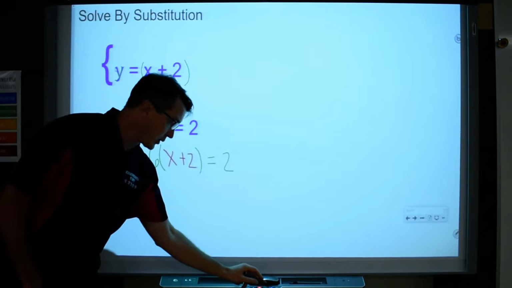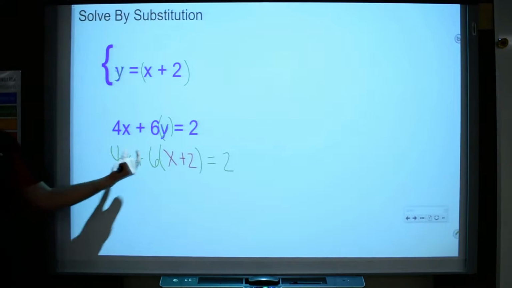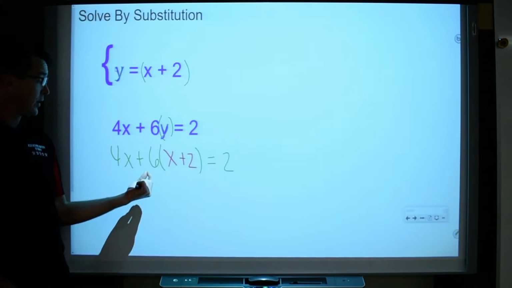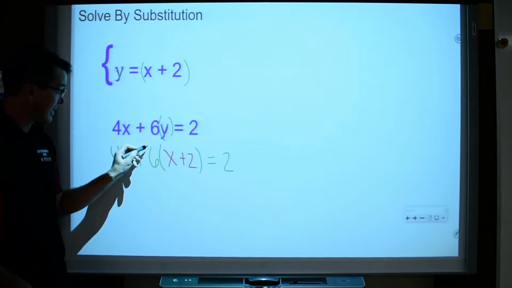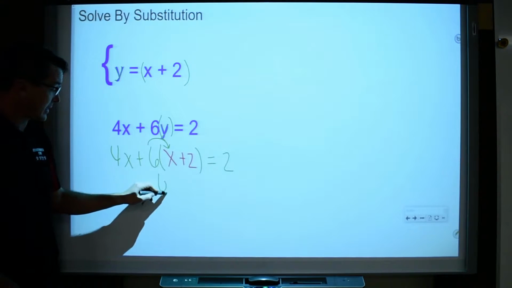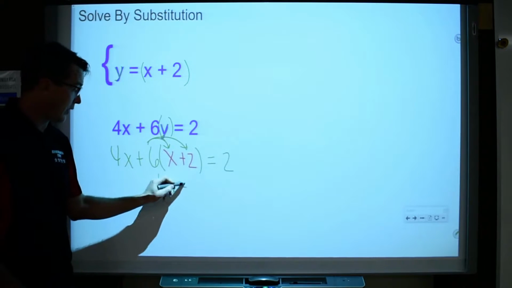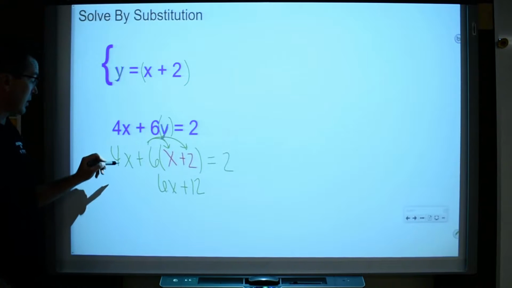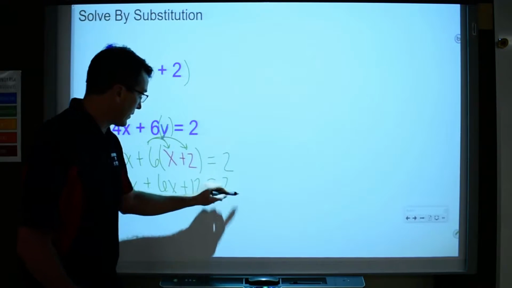And this is where kids really struggle because they forget that now that I have this coefficient that I had on the outside, in order to get rid of these parentheses, I first have to distribute. So I have to take that 6 and go 6 times x is 6x, and 6 times 2 is 12. And now those parentheses are gone. I'm going to bring down the terms from above. And so now I have this equation.